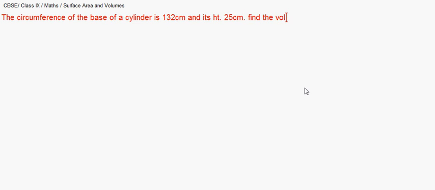It being a very simple one, it says the circumference of the base of a cylinder is 132 centimeter, and its height, let it be in short form, 25 centimeter. Find the volume of the cylinder.